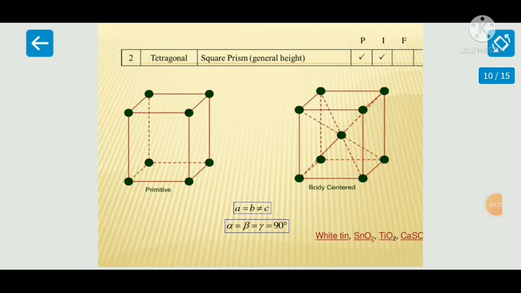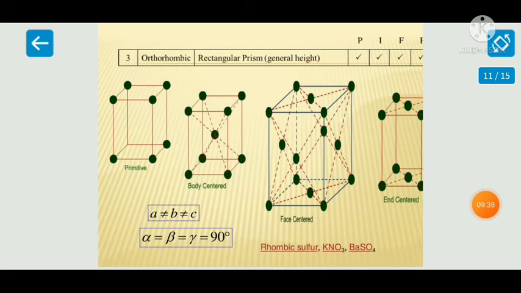The second one is tetragonal, a square prism. Already we have seen cubic. This is a square prism of general height. See that the first one is primitive, and another one is body centered. A is equal to B is not equal to C. Alpha is equal to beta is equal to gamma is equal to 90-degree. An example of this crystal is tin titanium oxide. There are many examples of tetragonal, the square prism.